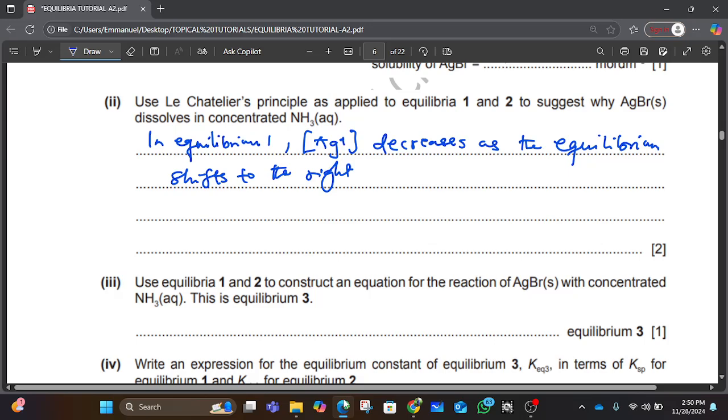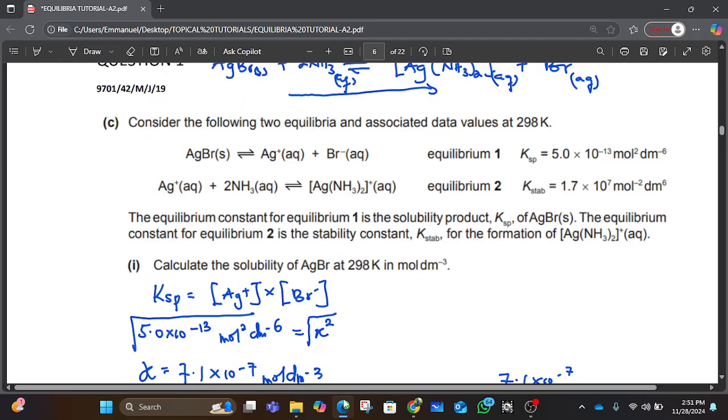But this is 2 marks, and so it means that we also have to talk about equilibrium 2, as we can see over here. In equilibrium 2, concentrated ammonia is added to Ag plus, and according to Le Chatelier's principle, when a change is made to a system in equilibrium, the equilibrium will shift so as to oppose the change. So in this case, as we are adding concentrated ammonia to the left side, it means that the equilibrium position is going to shift to the right side so as to oppose the change we are exerting at the left side of this equation.